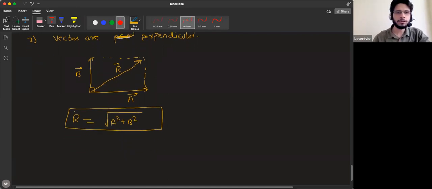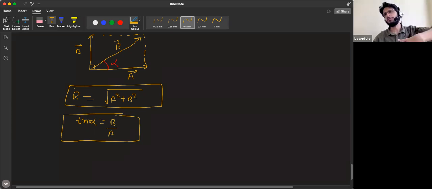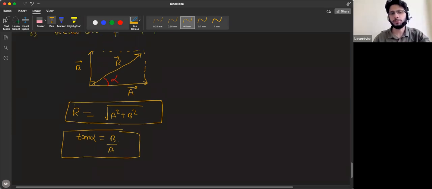And then what you can do is, this angle is alpha. Then you can just calculate tan alpha, which is B by A. So instead of using the whole thing like B sin theta by A plus B cos theta, you can directly add them up. It's B by A only.